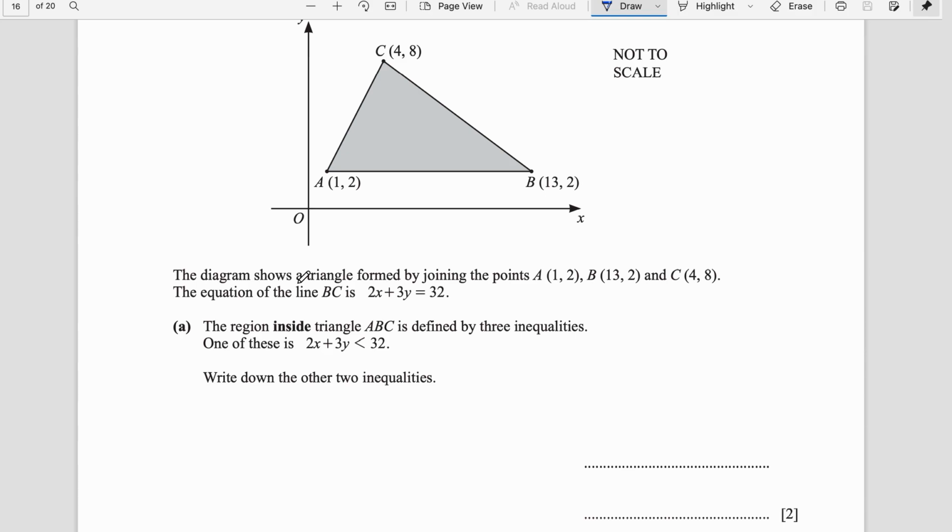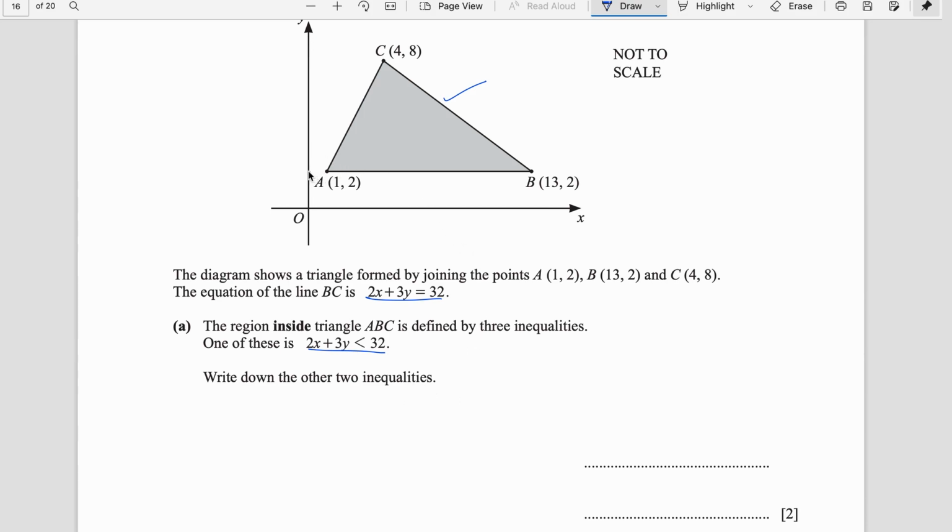Question number 21. The diagram shows a triangle formed by joining the points A, B and C. The equation of the line BC is given. The region inside the triangle ABC is defined by 3 inequalities, one of which is this. So for BC it is already given. Write down the other 2 inequalities.